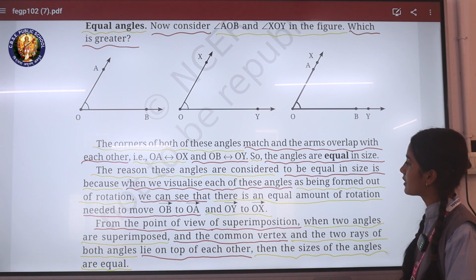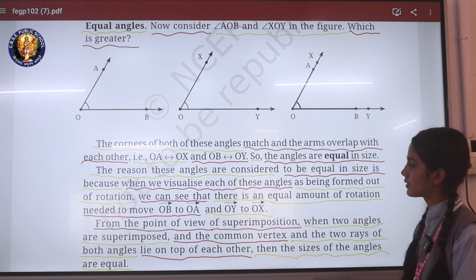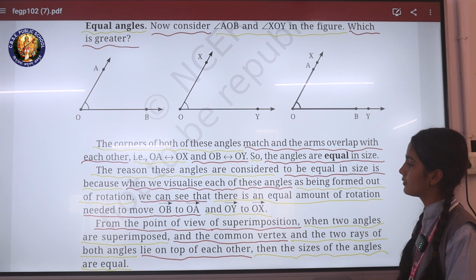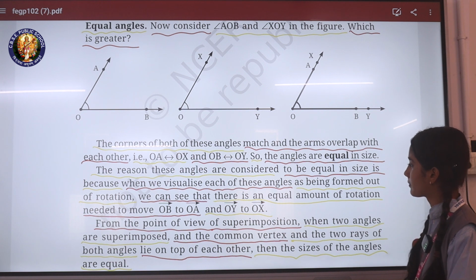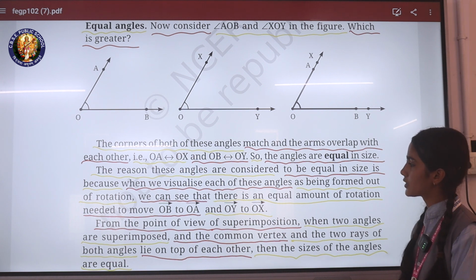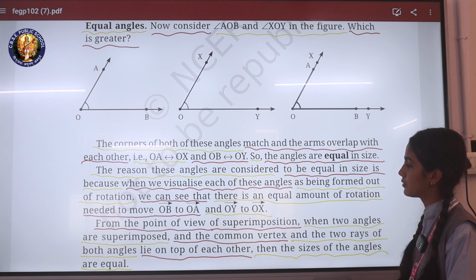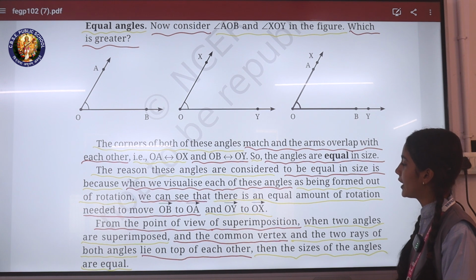The reason these angles are considered to be equal in size is because when we visualize each of these angles as being formed out of rotation, we can see that there is an equal amount of rotation needed to move ray OB to ray OA and ray OY to ray OX.